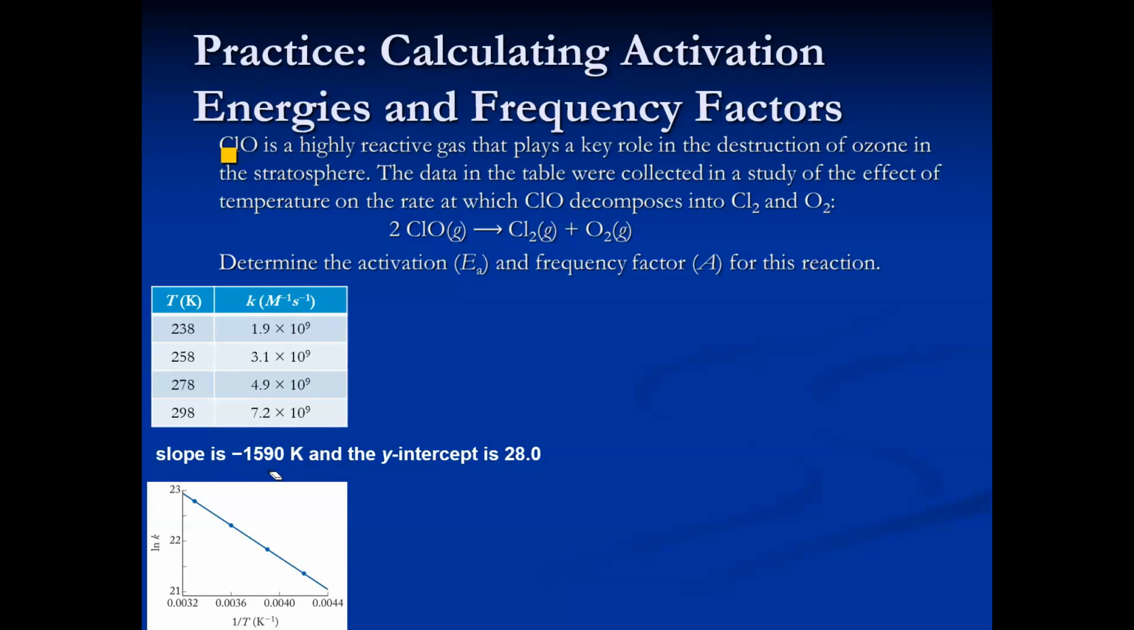So all of this would have to be given to you. And then they give you the reaction and they want to know the activation energy and the frequency factor for this equation. Okay, so I'm going to give you a minute to try this one, and then we're going to go over it in about 2 minutes. So we want to know both the activation energy and the frequency factor for this reaction. So try this, and then we'll go over it in just a minute.